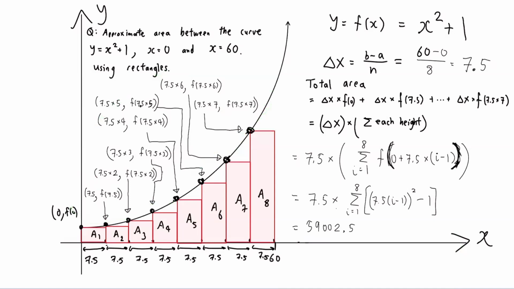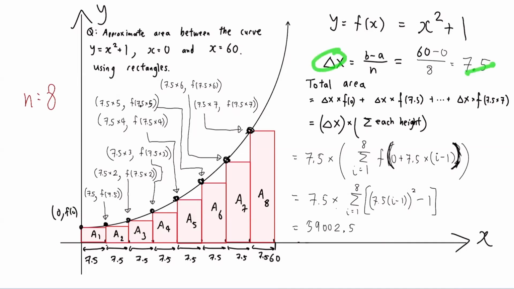So now what we do is we find the total area of these rectangles. We get delta x times f of 0 plus f of 7.5 plus f of 7.5 times 2 plus f of 7.5 times 3, so on and so forth until 7.5 times 7. You always stop at 7, which is 1 less than the number of rectangles. Here n is equal to 8.